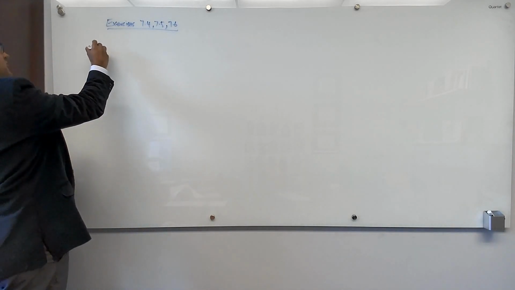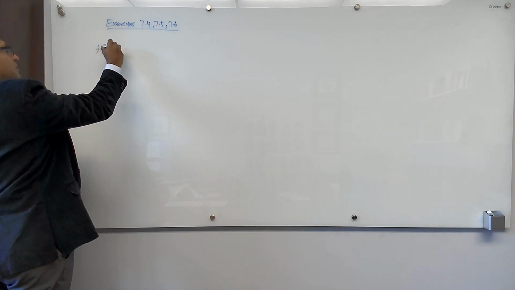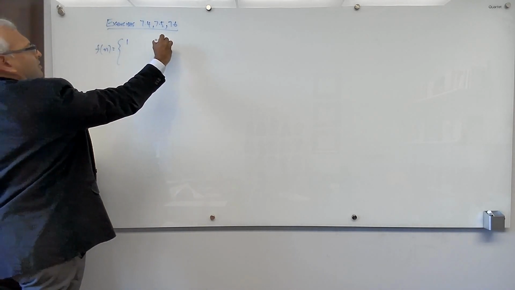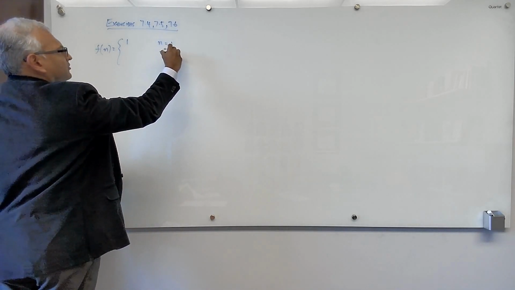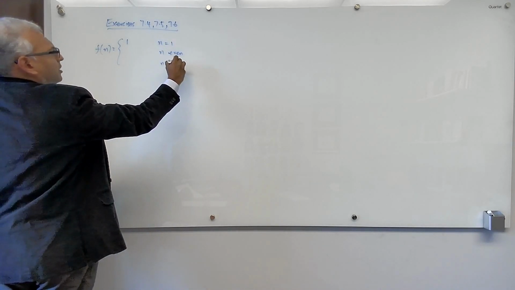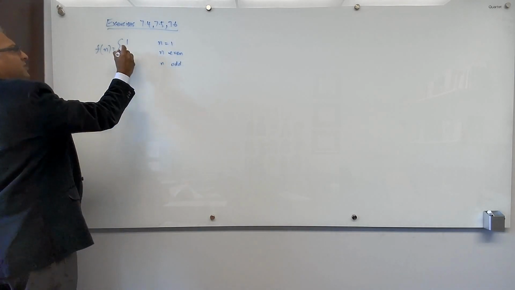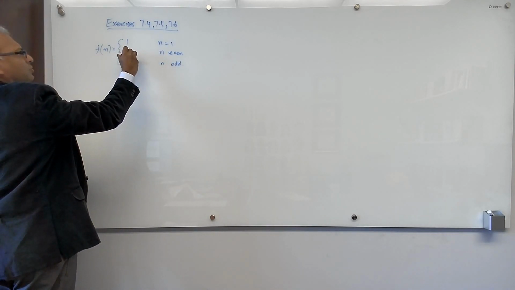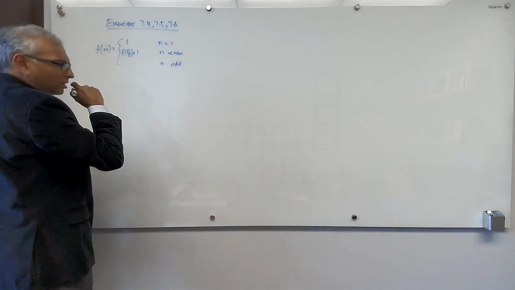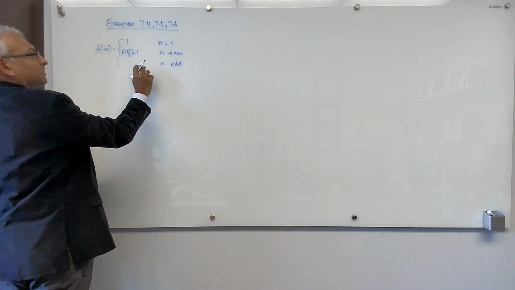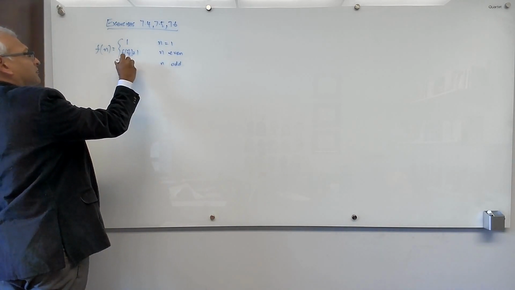So I'm going to define a recursive function f of n, equal to 1 if n equals 1. Now there are two cases, n even and n odd. If n is even, f of n equals f of n over 2 plus 1, so you divide by 2 and then add 1. And if n is odd, f of n is f of n plus 1.